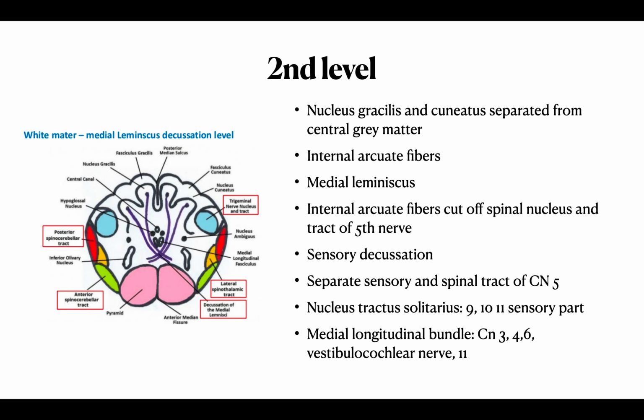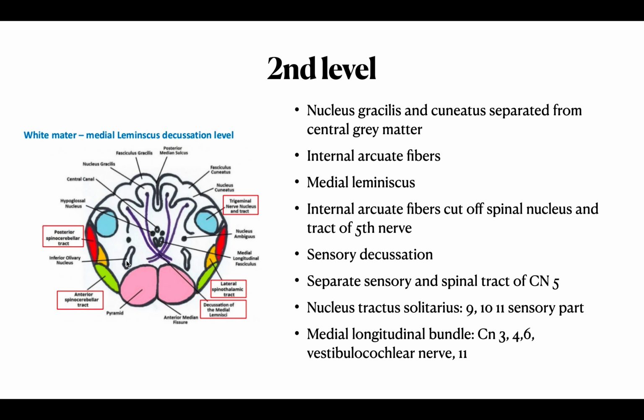Okay, so at the second level, the nucleus gracilis and cuneatus are going to be more separated. And then there are going to be the internal arcuate fibers along with the medial lemniscus. The internal arcuate fibers are important because they cut off the spinal nucleus and the tract of the fifth nerve, and that's going to help with the crossing of the fibers. And here's the crossing of the medial lemniscus. Here are going to be the pyramids, so they've already crossed, right?